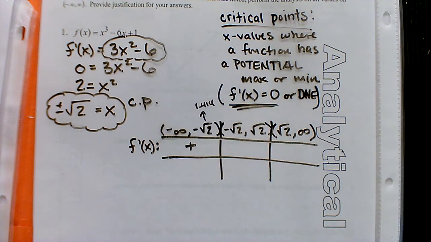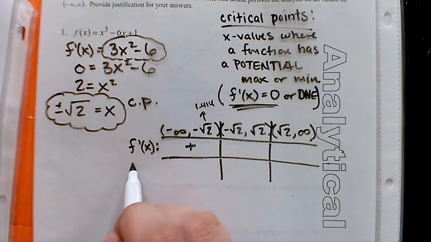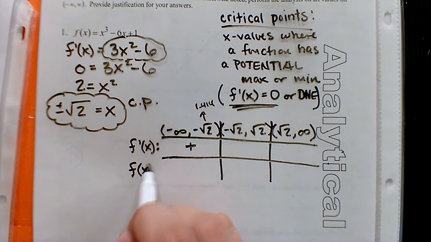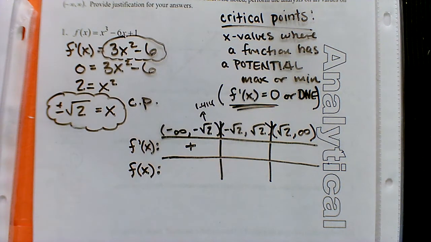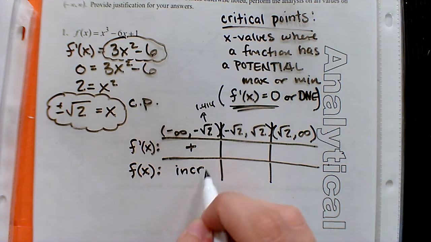Okay. So let's think about this. If the derivative is positive, what does that tell us about the original function? How is it behaving graphically? If the derivative, aka slope, is positive, it's increasing.